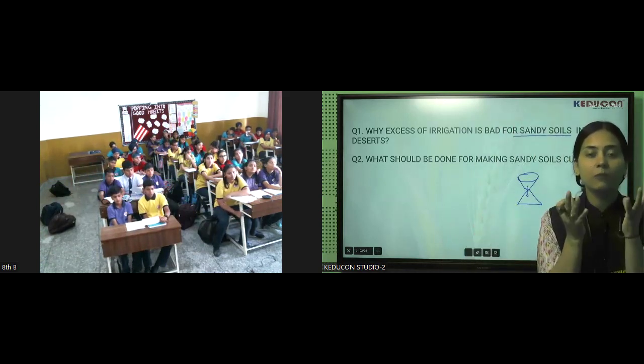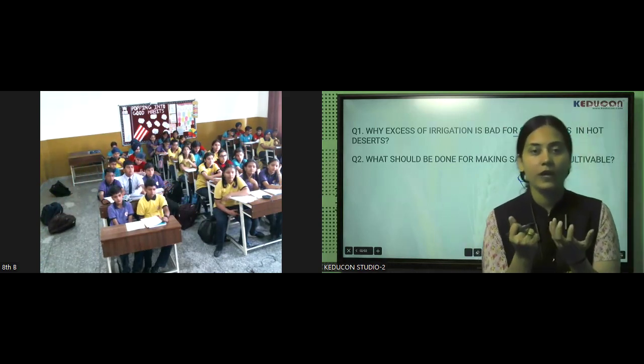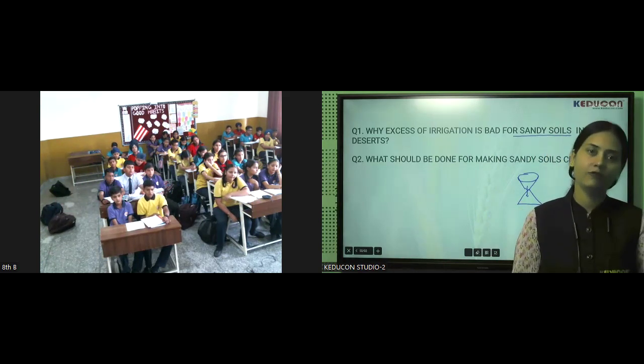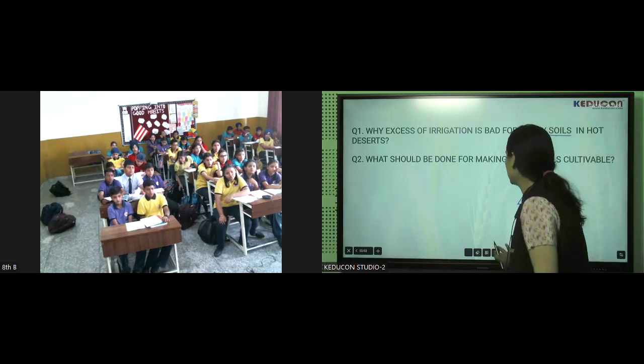Because the manure helps to hold the water. That makes soil fertile. So that should be done. In that way we can make sandy soil fertile. Clear? So now let's move.